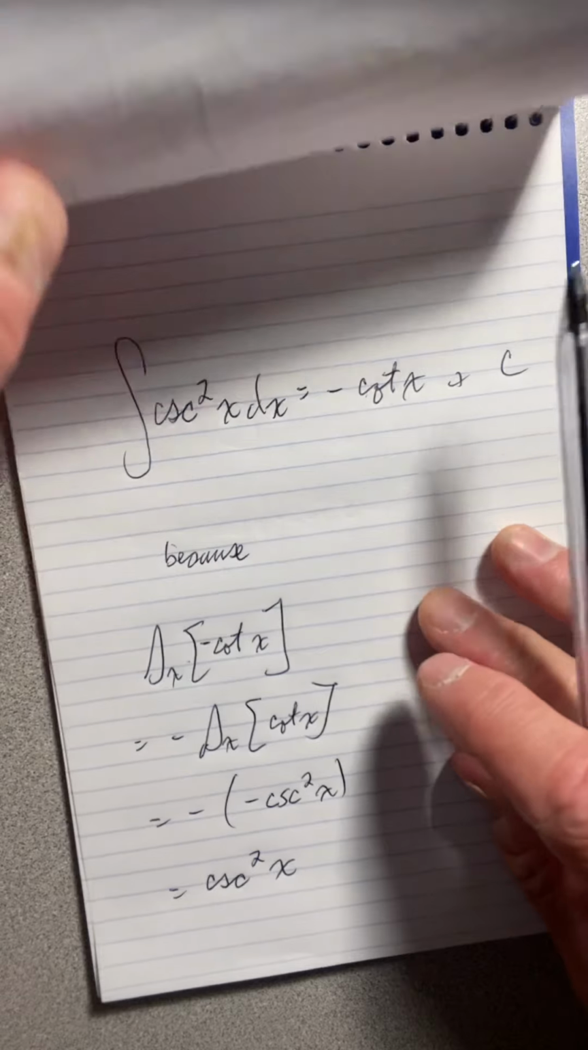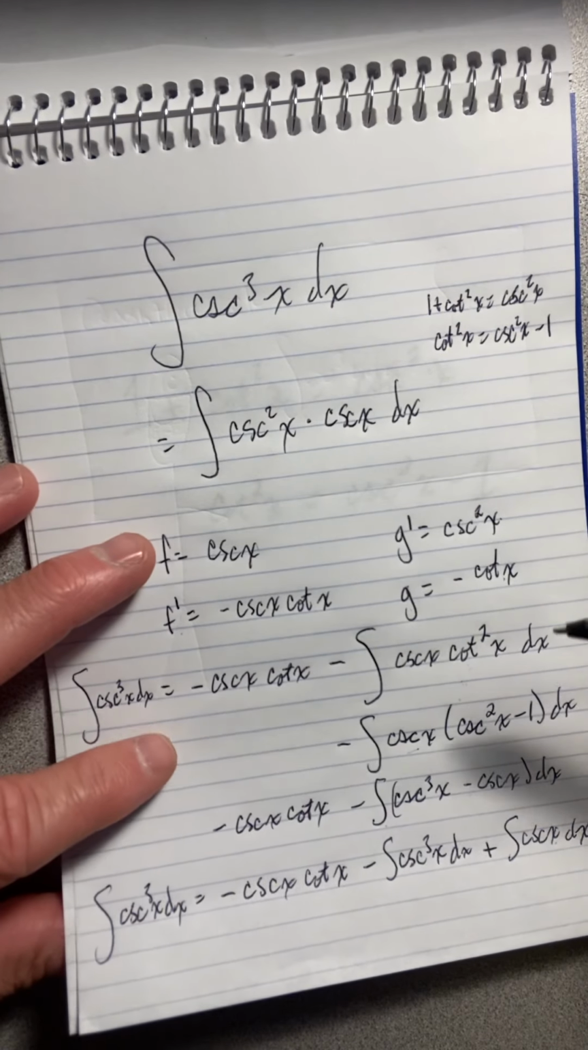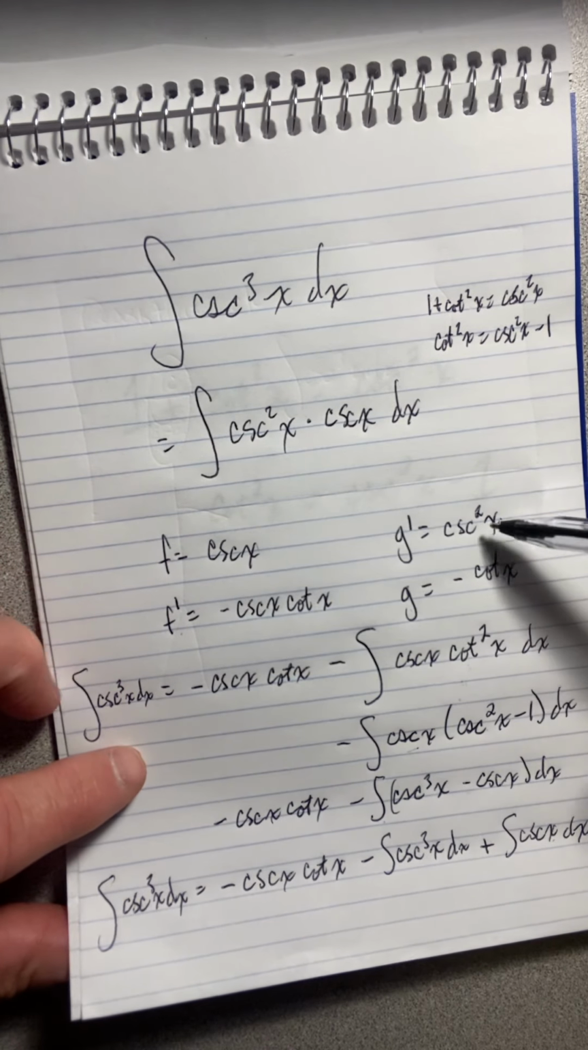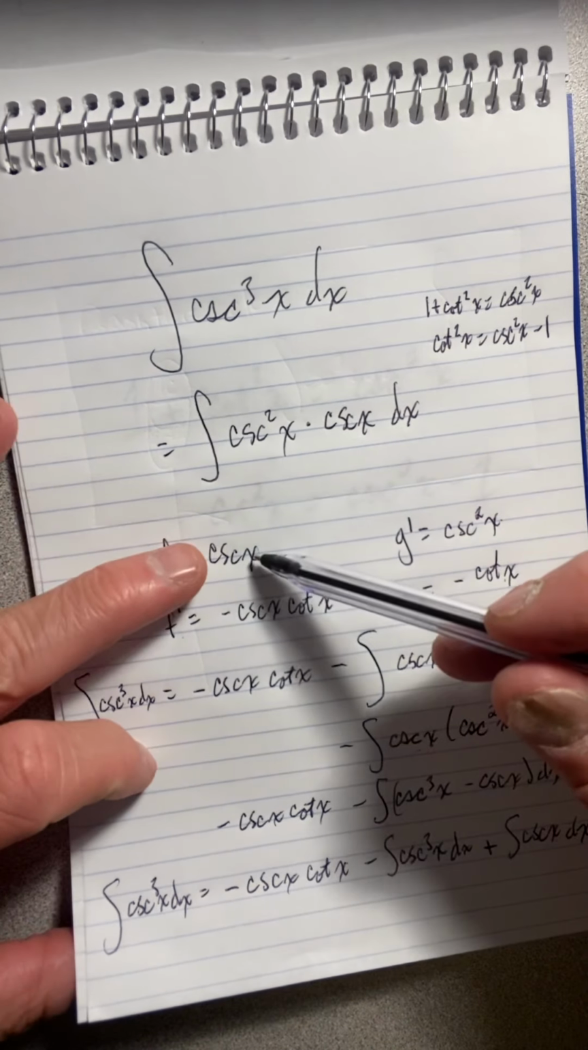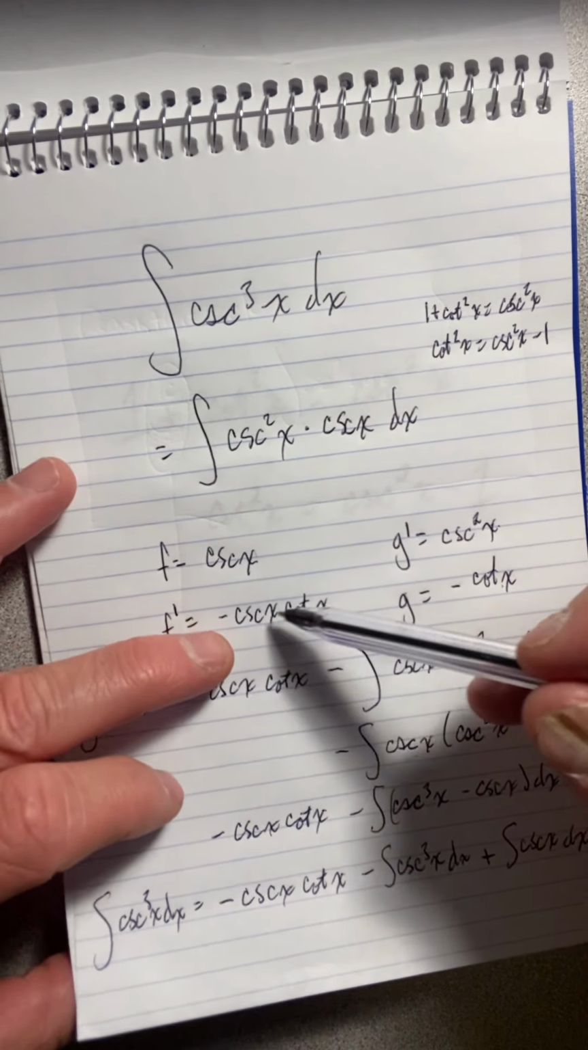So all of this was here, and I forgot to remind us why when we integrated cosecant squared, we got negative cotan x, and when we took the derivative of this, why we got negative cosecant cotan x.